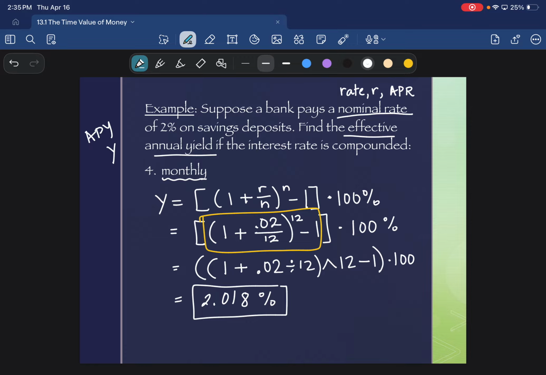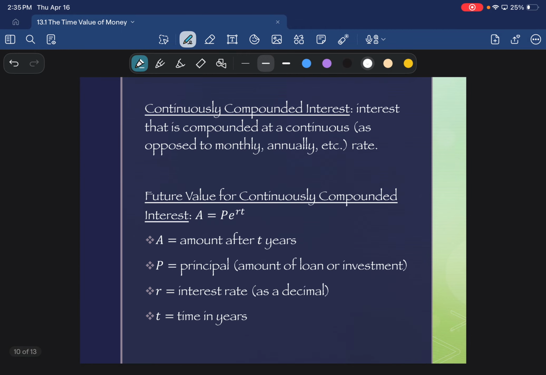Okay, now I'm gonna have you take a picture. You ready for a phone out? Grab your phone. I want you to take a picture. There's gonna be a couple pictures in this section. Here's our first one. Continuously compounded interest. So snap a picture while I discuss what this is. This is interest that is compounded at a continuous rate, as opposed to monthly or annually, etc. The formula for it below is A equals P e to the rt.